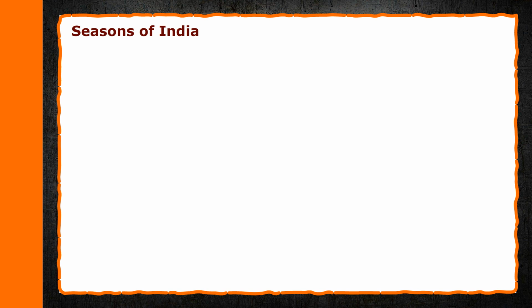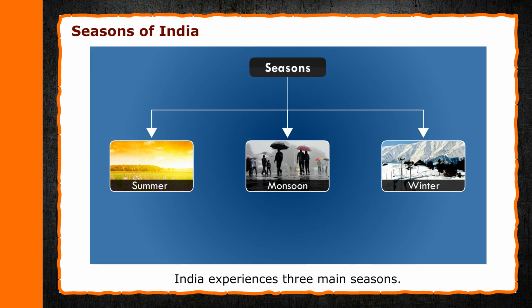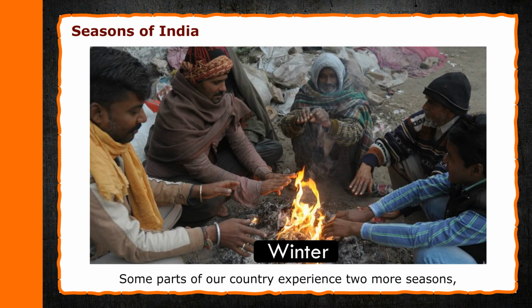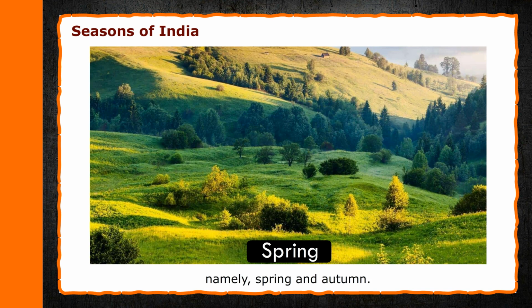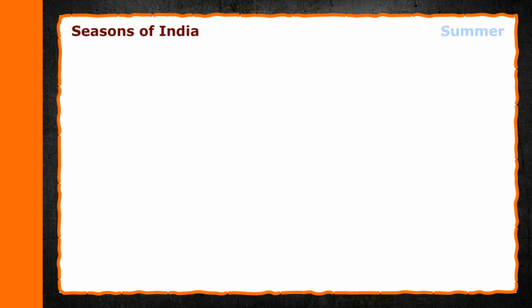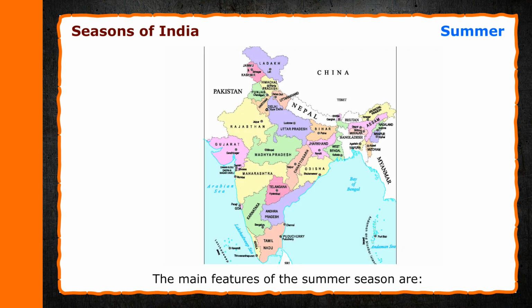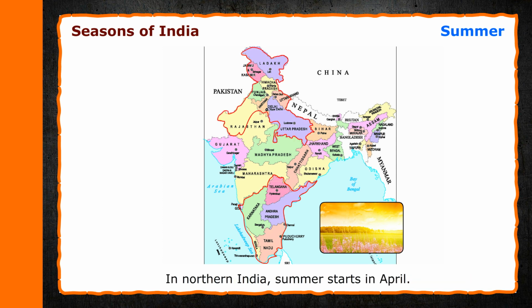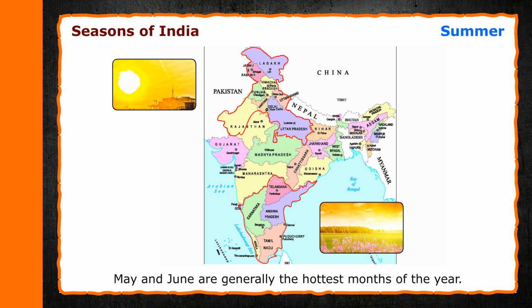Seasons of India. India experiences three main seasons. They are summer, monsoon, and winter. Some parts of our country experience two more seasons, namely spring and autumn. Summer. The main features of the summer season are: in the southern part of the country, the temperature starts rising by March and it stays hot till after May. In northern India, summer starts in April. May and June are generally the hottest months of the year.